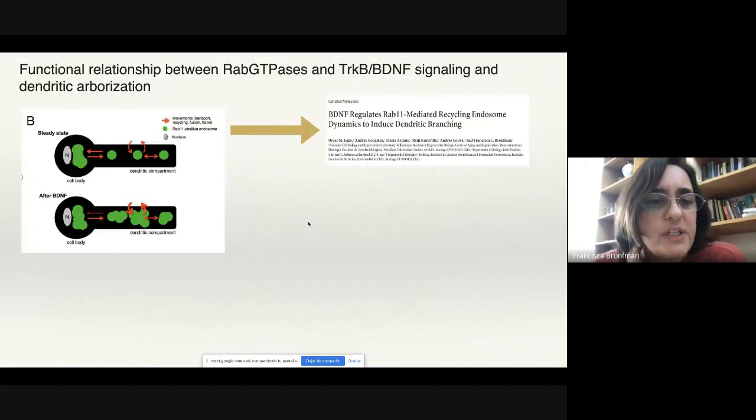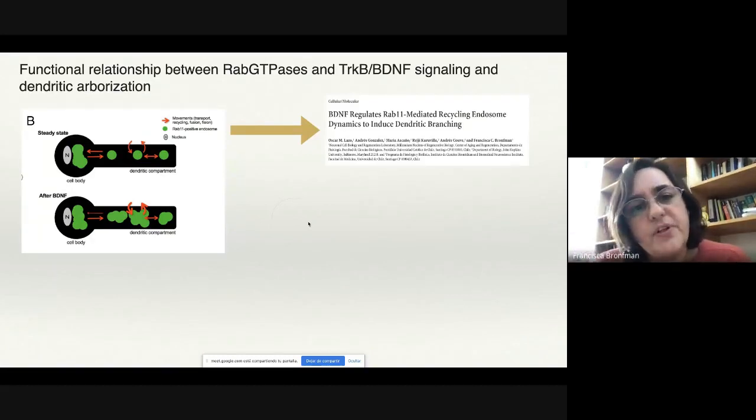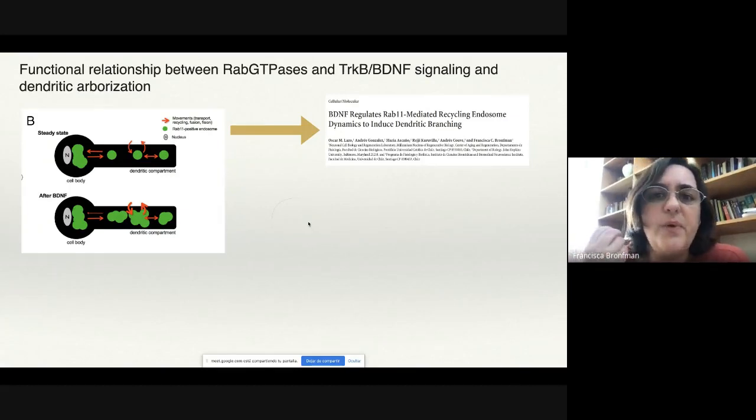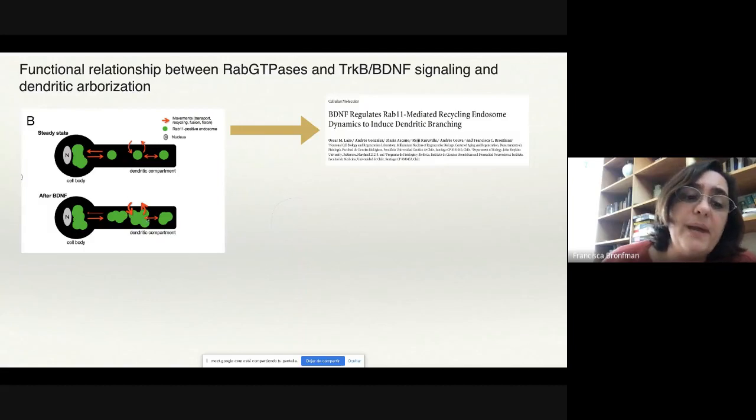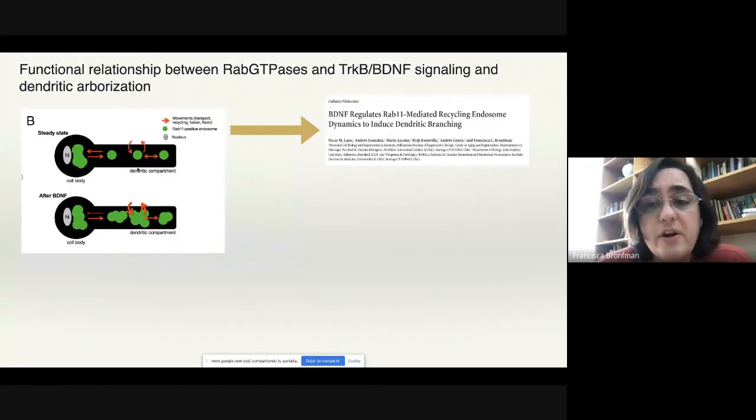We have contributed in the lab with several articles showing that neurotrophins can regulate the endosomal pathway through the activity of RAB GTPases, and there is an impact of the activity of RAB GTPases on neuronal morphology. One of the first papers we published showed that BDNF and TrkB were able to regulate the recycling pathway mainly in dendrites, allowing an increase in the recycling of receptors in the dendrites, and this was required to induce dendritic branching.